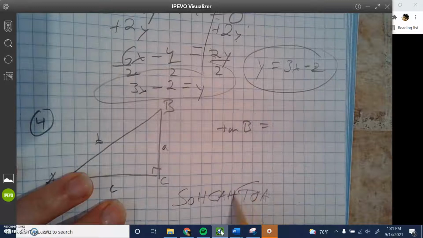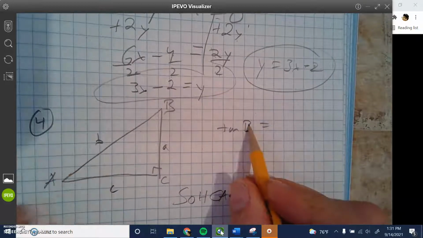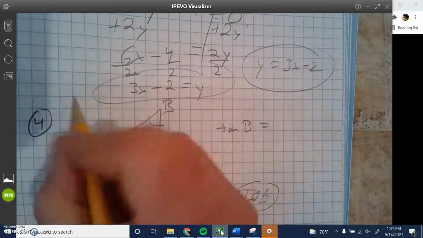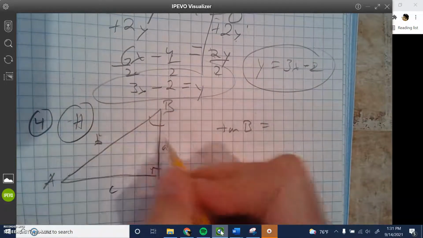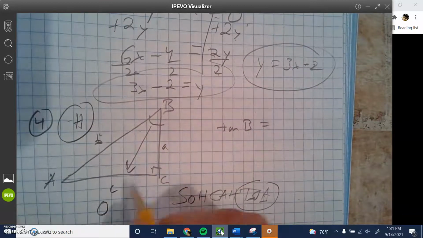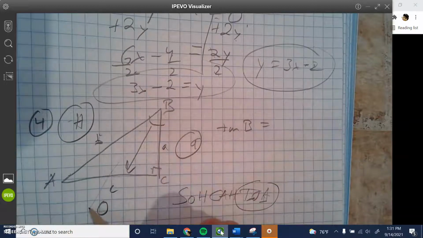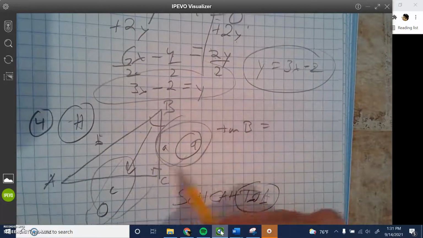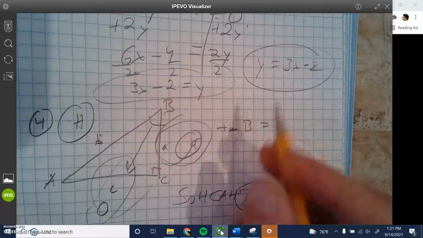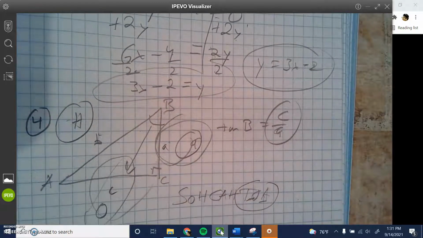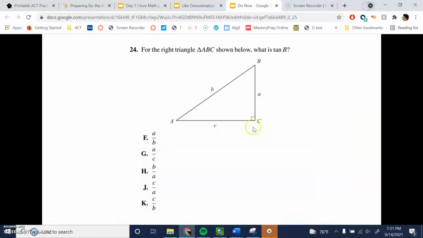So I need tangent. That's the opposite over the adjacent. B is my reference angle here. So obviously this is the hypotenuse. Opposite the right angle is the hypotenuse. Always label that. I draw a line to the opposite, and then here is the adjacent. So tangent is going to be the opposite over the adjacent. So it's going to be C over A. There we go. C over A. Cool. Which is J.